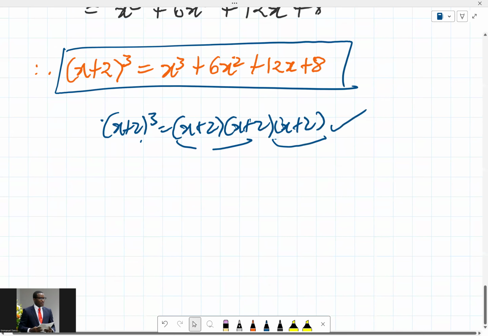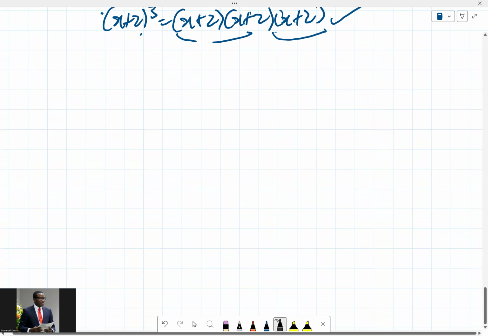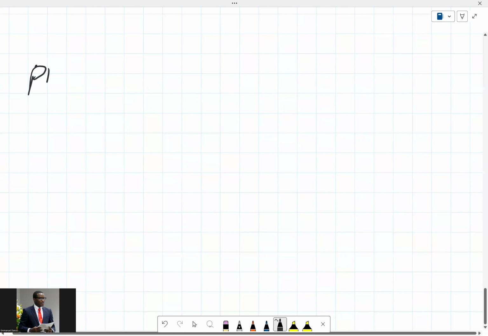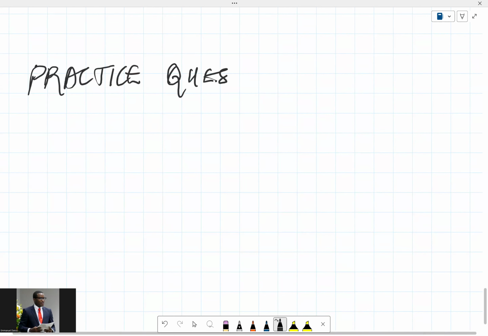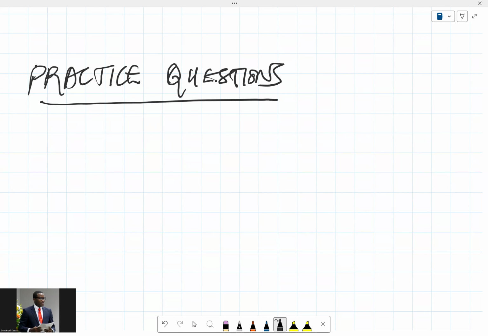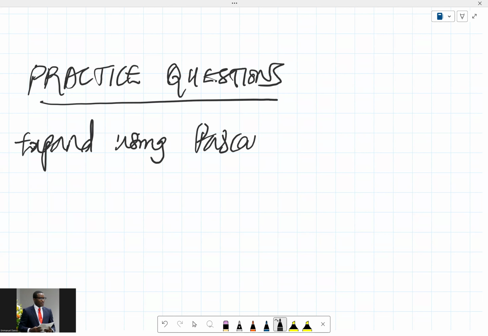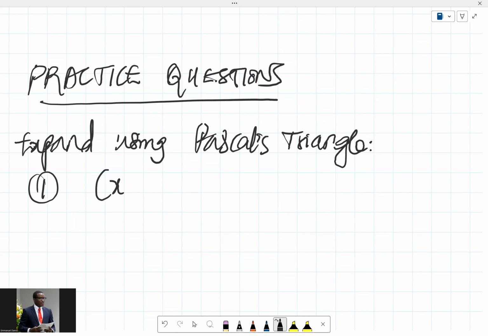So before I go, let me give one or two practice questions. Practice questions. Expand using Pascal's triangle. Okay. First, let me say x minus 2y raised to power 5.